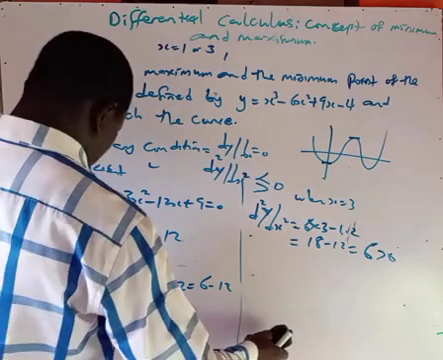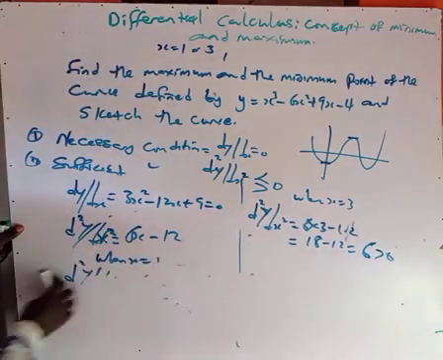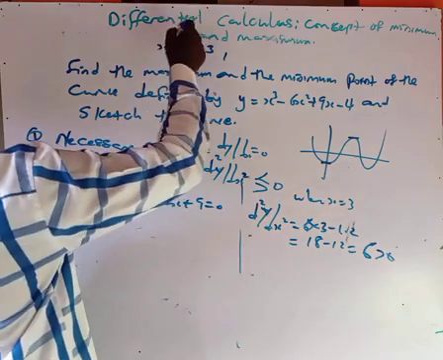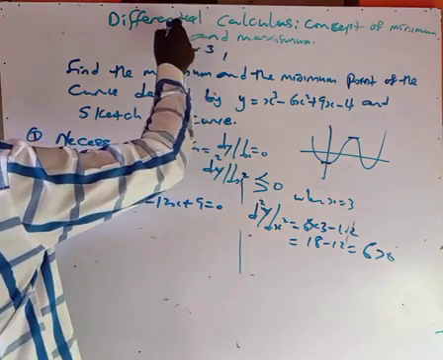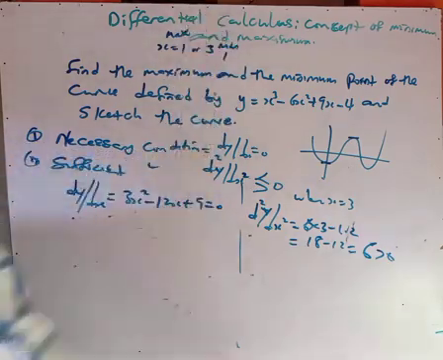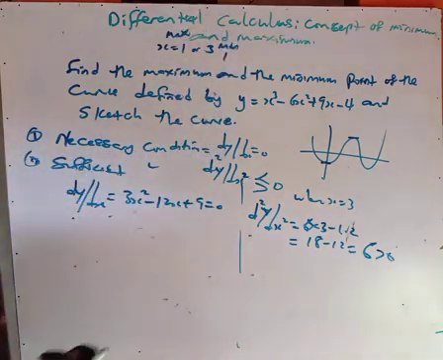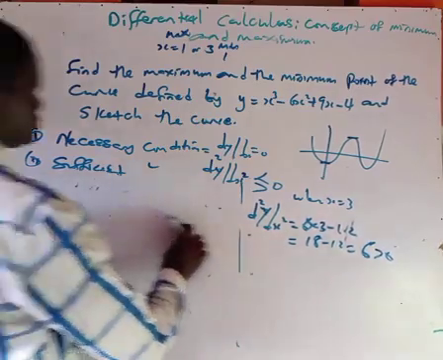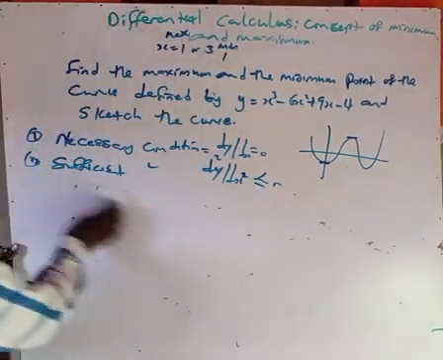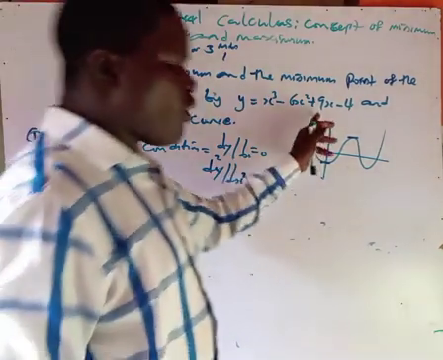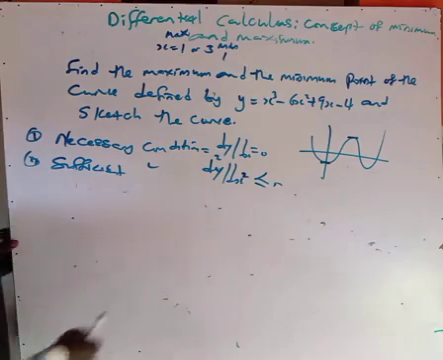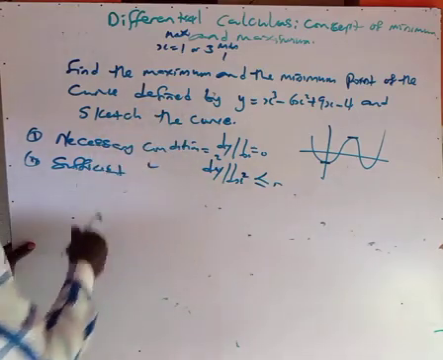Then the next thing you are going to do here at this particular place, you will have it as maximum. And at this point, you will have it as minimum. So that's what you need to know. Again, you want to find the value of y for both.